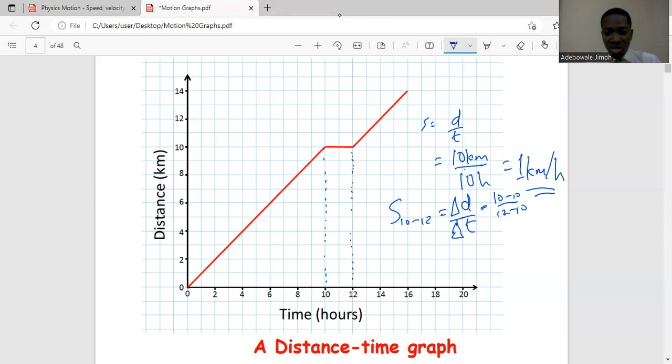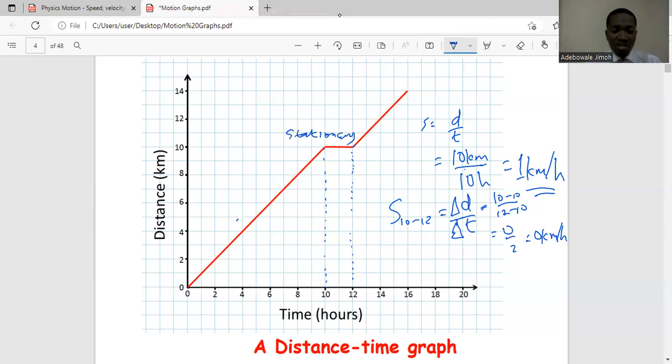Why did I say 10 minus 10? Because at 12 hours, the distance covered is 10 kilometers. That's how I got the first 10. At 10 hours, the distance covered is still 10 kilometers. That's how I got the second 10. Divided by the change in time, 12 minus 10. You get 0 over 2, which is 0 kilometers per hour. And that is true, judging from this portion of the graph. This represents stationary, which means the object is not moving.